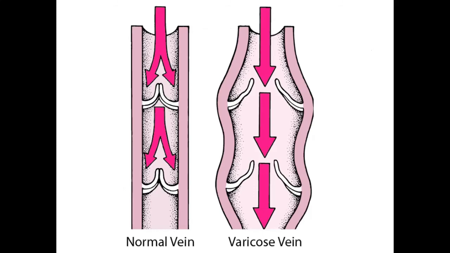We're going to talk just a little bit about varicose veins, and the problem with varicose veins is that these valves in the veins do not work the way they should. Normally blood cannot flow back, as you see in the normal vein, but in a varicose vein, it can flow back.